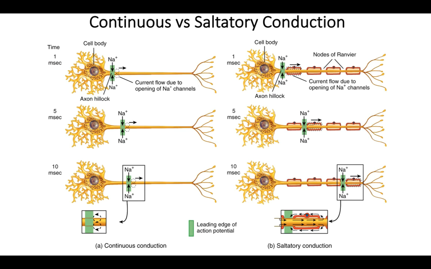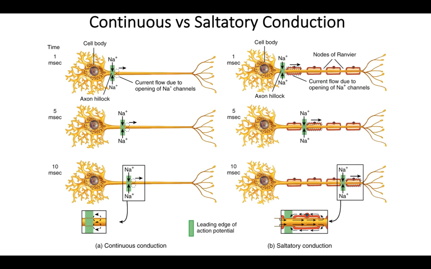Notice the speed at which that action potential can travel. In this situation, after 10 milliseconds, the action potential reached this far down the axon, whereas if you compare it to this neuron, it's almost at the end of the axon. So the action potential, the sodium entering and the potassium exiting, only has to happen at the nodes of Ranvier. So it jumps over large regions of the axon and gets down to the end much faster. That's known as saltatory conduction using myelinated axons.